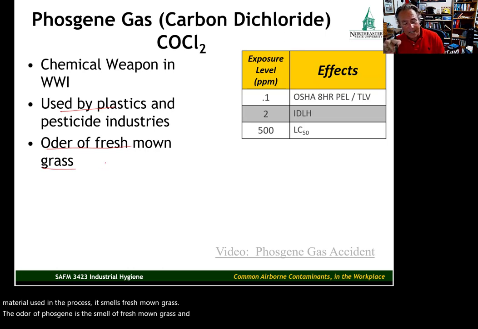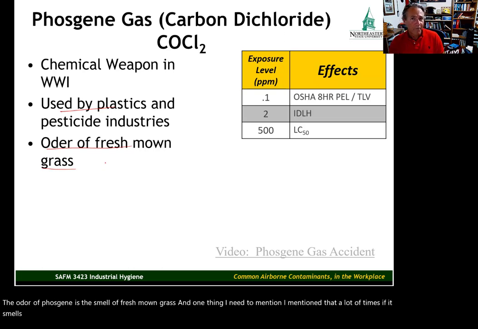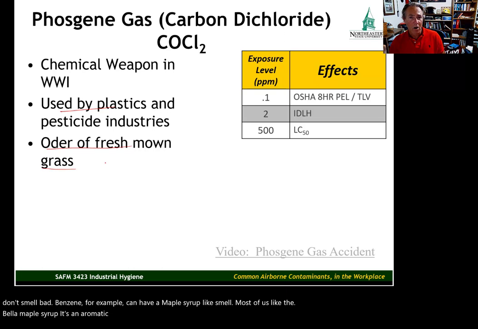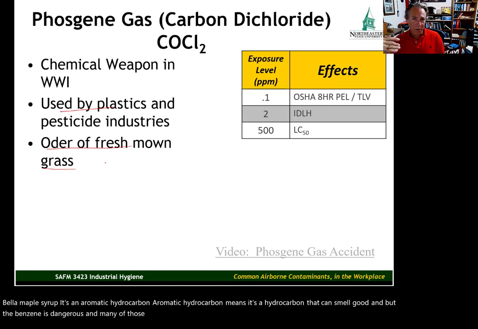And one thing I need to mention, I mentioned that a lot of times if it smells bad, that means it's bad for you. But there are substances that are very dangerous that don't smell bad. Benzene, for example, can have a maple syrup like smell. Most of us like the smell of maple syrup. It's an aromatic hydrocarbon. Aromatic hydrocarbon means it's a hydrocarbon that can smell good. But the benzene's dangerous, and many of those aromatic hydrocarbons that smell good also represent serious dangers to workers.